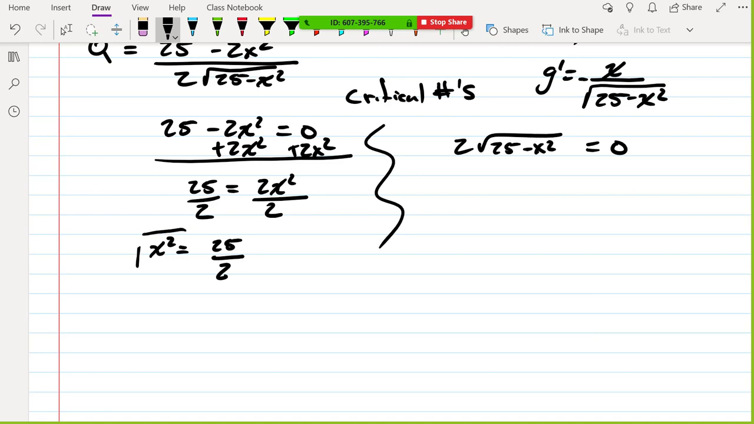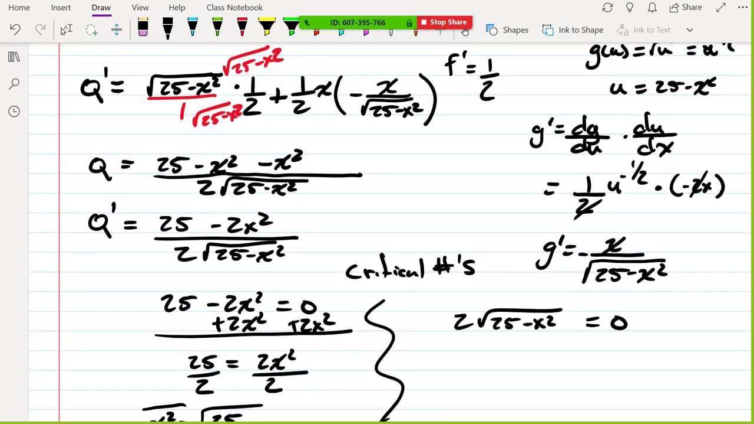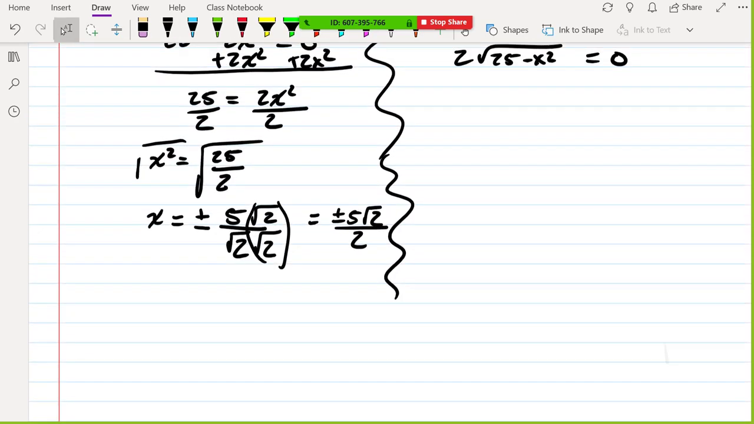Finally, we take the square root of both sides, giving us x is equal to plus or minus the square root of 25, which is 5, over the square root of 2. And if we want, we can rationalize our denominator by multiplying the top and the bottom by the square root of 2, giving us plus or minus 5 square roots of 2 over 2. And that's going to give us one of our critical numbers.